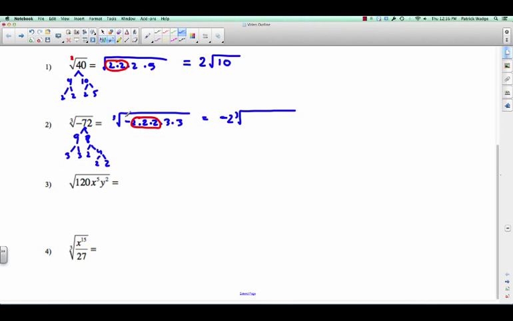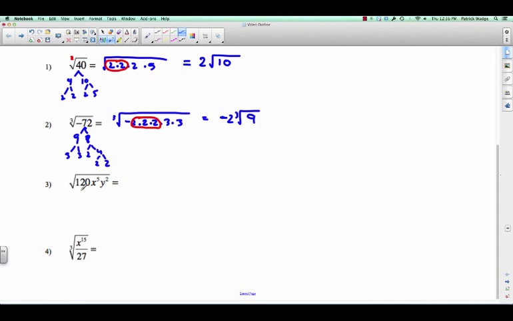Okay, so what we're left with, since we brought the negative out and we brought these 2's out, we're just left with 3 times 3. And 3 times 3 is 9. So there's our answer. I don't think I need to put that so big. We're done. Alright, continuing on, you'll see this one, we have some x's and y's.